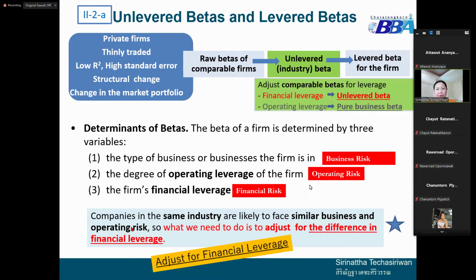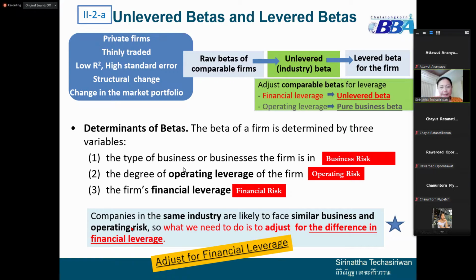The second and third types of risk are operating risk and financial risk. Operating risk relates to the cost structure of a company, the operating leverage, which determines the cost structure. A company with a high level of fixed cost compared to total cost will have a high level of operating leverage and operating risk. And financial risk is determined by the capital structure of a company, which is the financial leverage. A company with a high level of debt will have high leverage and high financial risk.